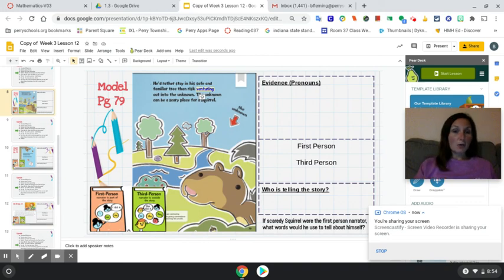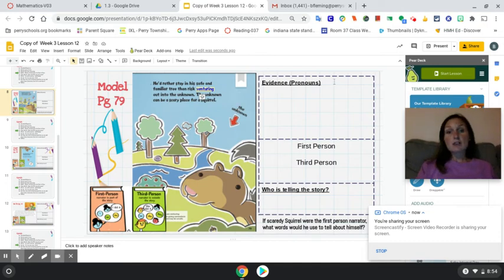Boys and girls, okay, so for right now, we're working on first person or third person for point of view. First thing I'm going to do is read this part of the story again just to help me remember what it talks about. It says he'd rather stay in his safe and familiar tree than risk venturing out into the unknown. The unknown can be a scary place for a squirrel.